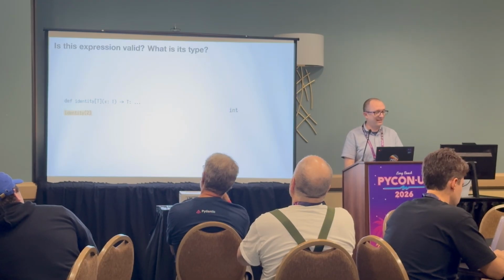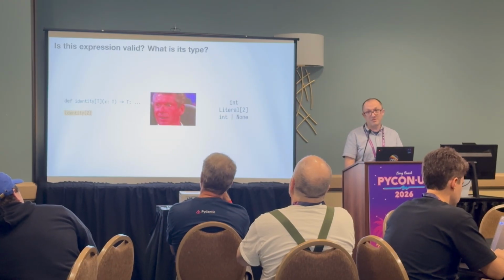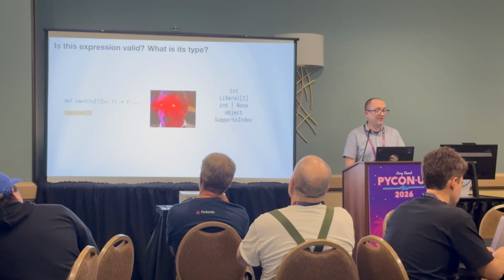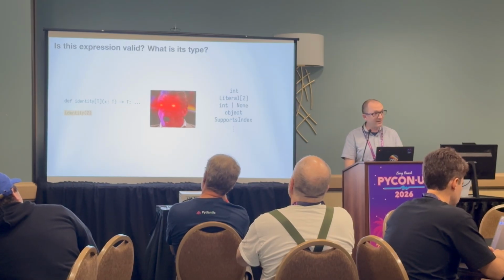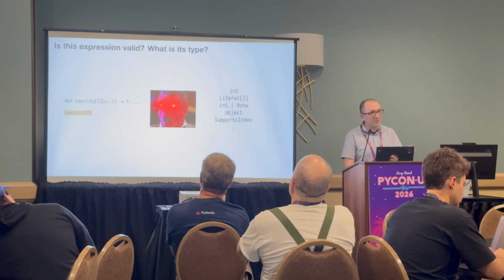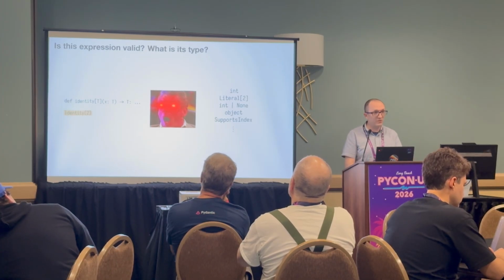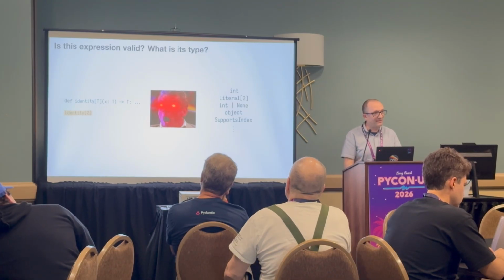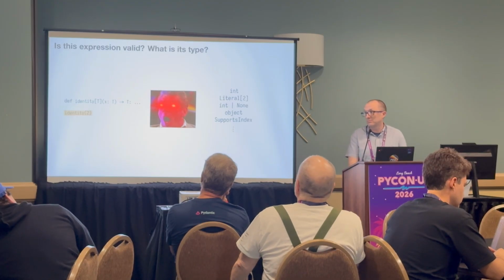Literal 2. Could be int, could be literal 2. That's a good one. Any others? Object. Could be object. Okay, that's good, but I want to do one more first. It could be int or none. It could be object. It could be supports index. This is a built-in protocol that says that it has a dunder index method. So protocols are interesting here because that's a structural type. Any type that implements the methods would work here as well. So we could define any arbitrary protocol that talks about methods that int actually does have, and that's another type that this could resolve to if we wanted it to.